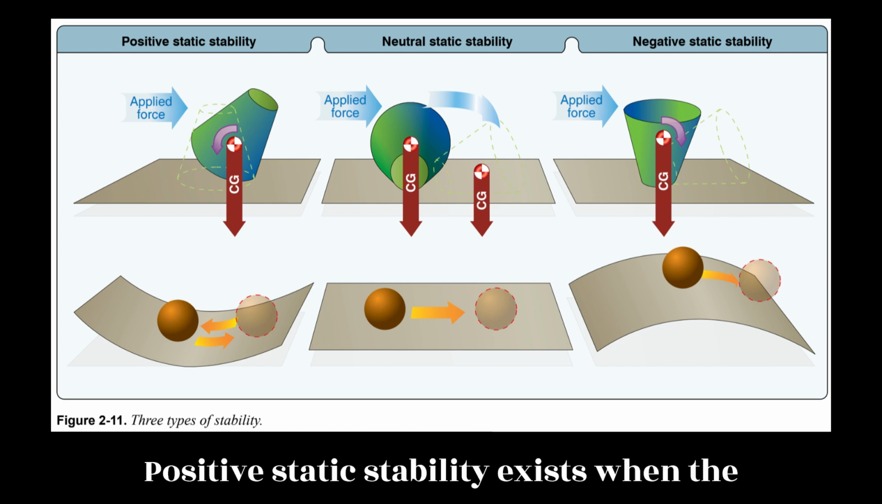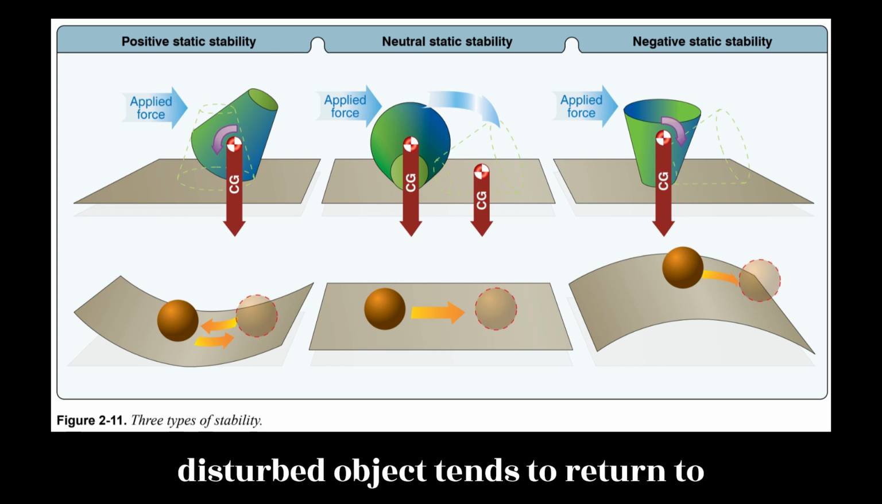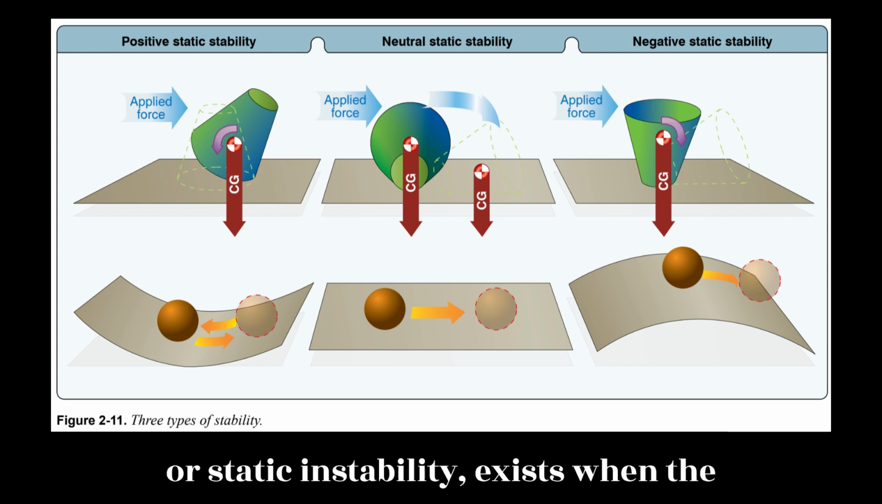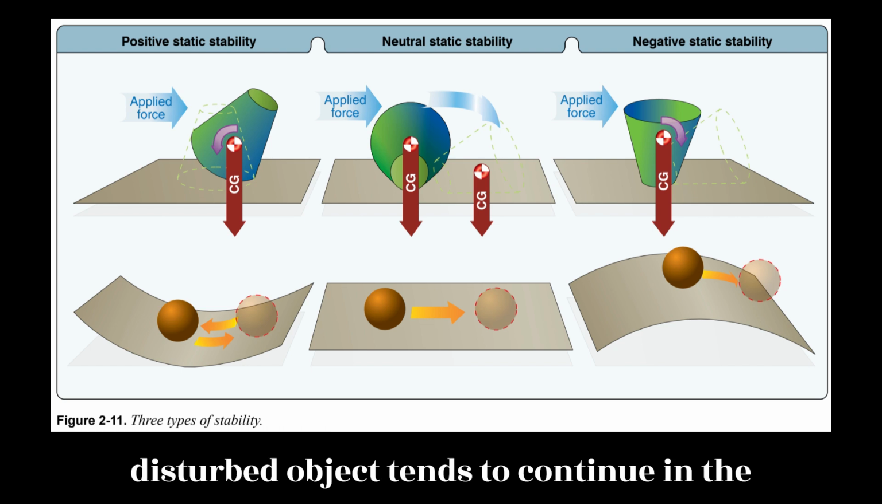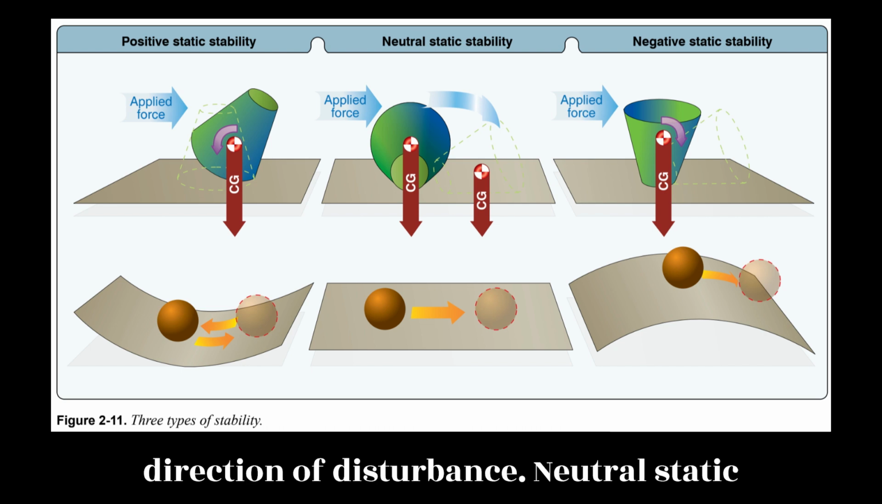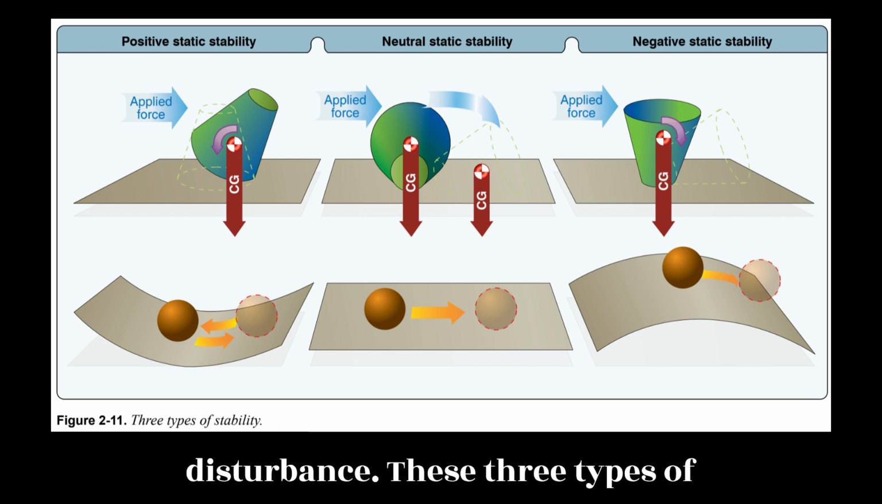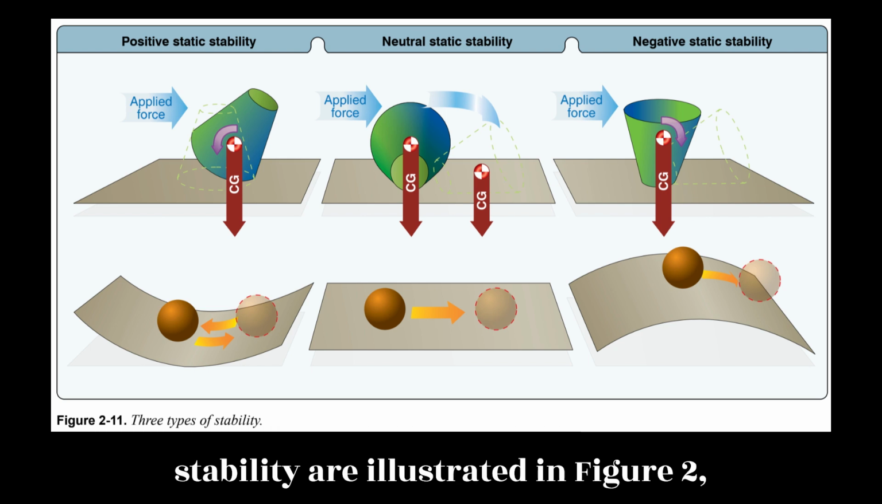Positive static stability exists when the disturbed object tends to return to equilibrium. Negative static stability, or static instability, exists when the disturbed object tends to continue in the direction of disturbance. Neutral static stability exists when the disturbed object has neither tendency, but remains in equilibrium in the direction of disturbance. These three types of stability are illustrated in Figure 2.11.